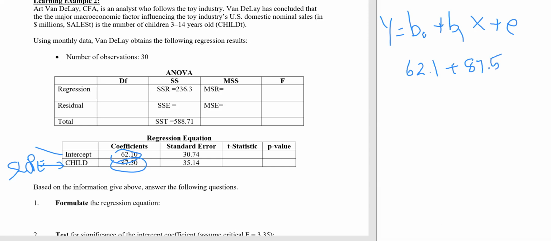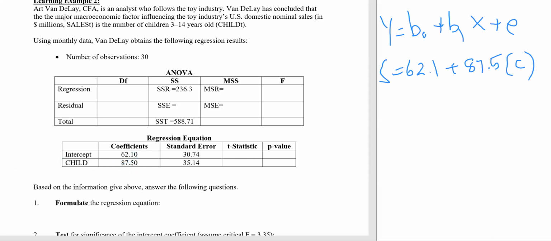87.5, and x, well, that's just the child, so I'm just going to say whatever c, child. Okay, so there it is. This is my regression equation, and it's really sales, so it's s. Let's put that in there so we can read it. Sales. Okay, so here's my model, and there it is. I've got my regression equation.